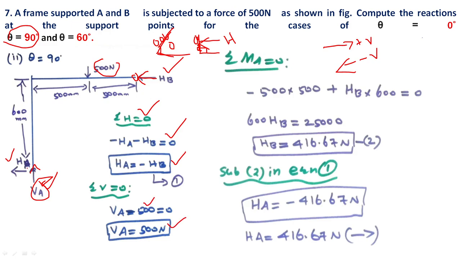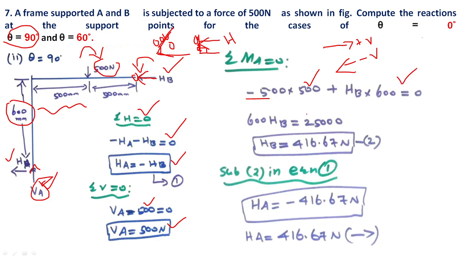Take moment about point A. Anti-clockwise is positive and clockwise is negative. The 500 is in the clockwise direction, so it is negative: minus 500 into 500, force into perpendicular distance. Plus HB, which is in the anti-clockwise direction, into 600, the perpendicular distance. So HB into 600 is equal to 0.